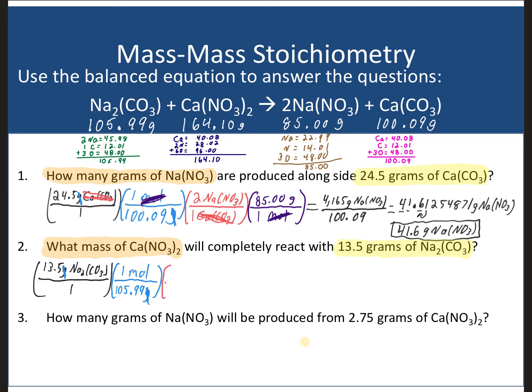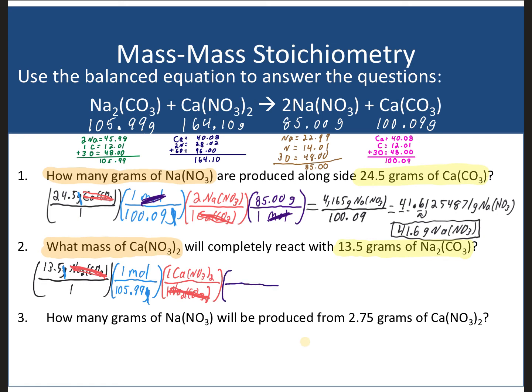Once I'm in moles, I can change the chemical. I want to go from sodium carbonate to calcium nitrate. I grab the coefficient and formulas right from the equation. Both coefficients end up being 1, so I get 1 Ca(NO3)2 over 1 Na2CO3. Cross out the chemical. I'm in moles of calcium nitrate.